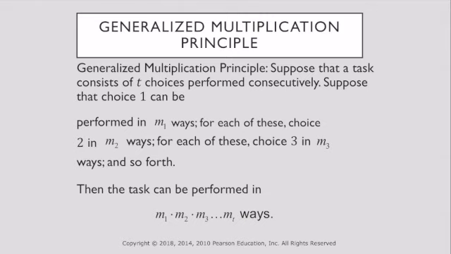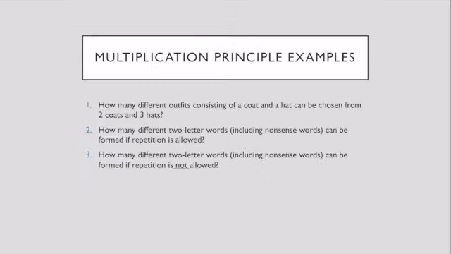We can generalize this to multiple events. There could have been an even longer maze for a rat, and many choices there were. We just keep multiplying and multiplying. So let's work through a few examples. How many different outfits consisting of a coat and a hat can be chosen from 2 coats and 3 hats? So that would be 2 times 3, which is 6.